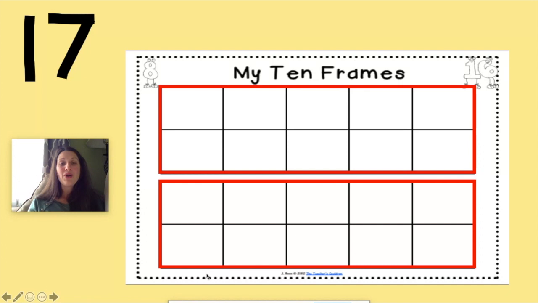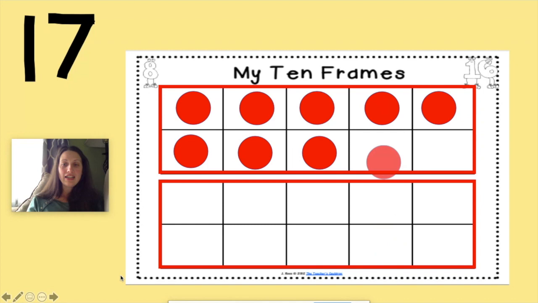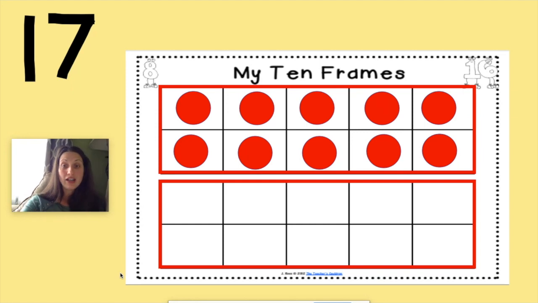Here we go. 1, 2, 3, 4, 5, 6, 7, 8, 9, 10. We're not done, but notice that one tens frame is full. Now we need to go to the next tens frame. Here we go. Keep counting.